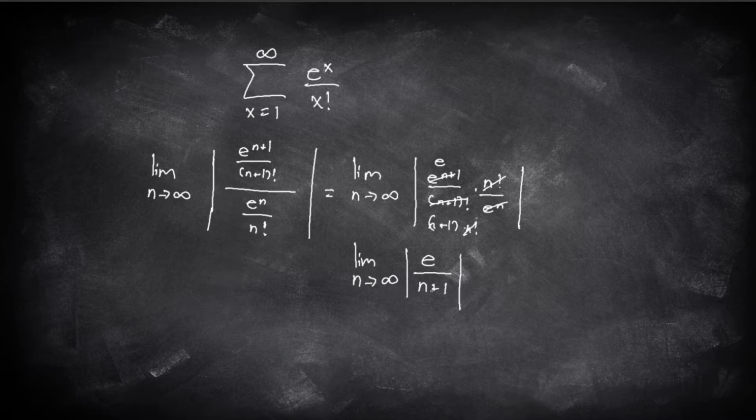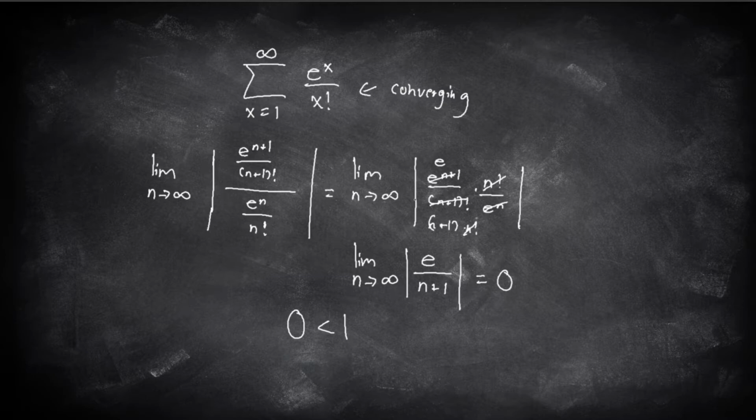Now, as n approaches infinity, infinity plus 1 is infinity. E, which is some kind of number, is just a number. Divided by infinity is 0. So by the ratio test, since 0 is less than 1, this is going to be converging.